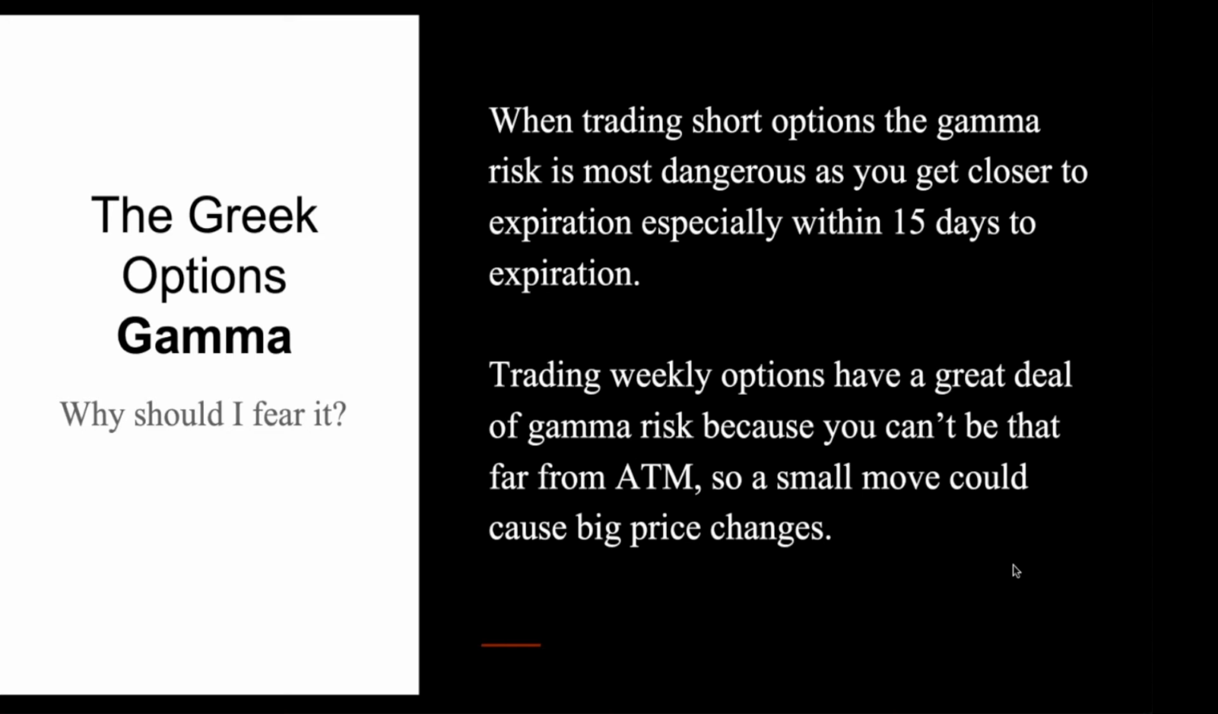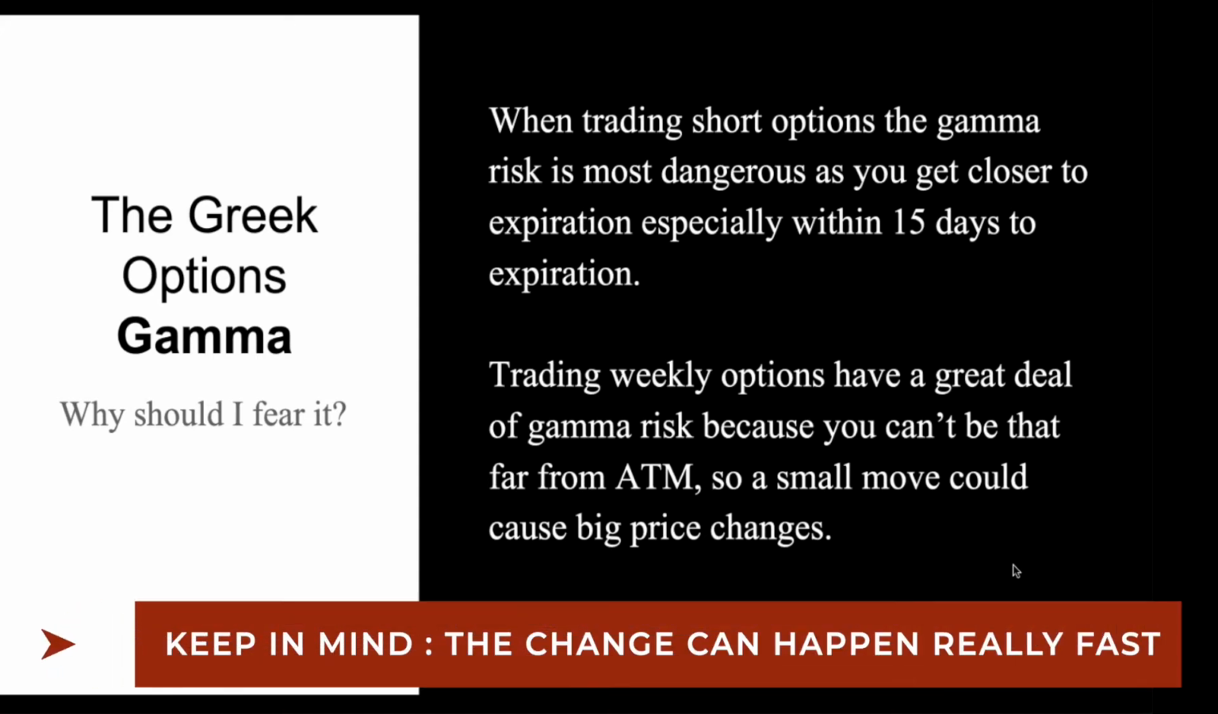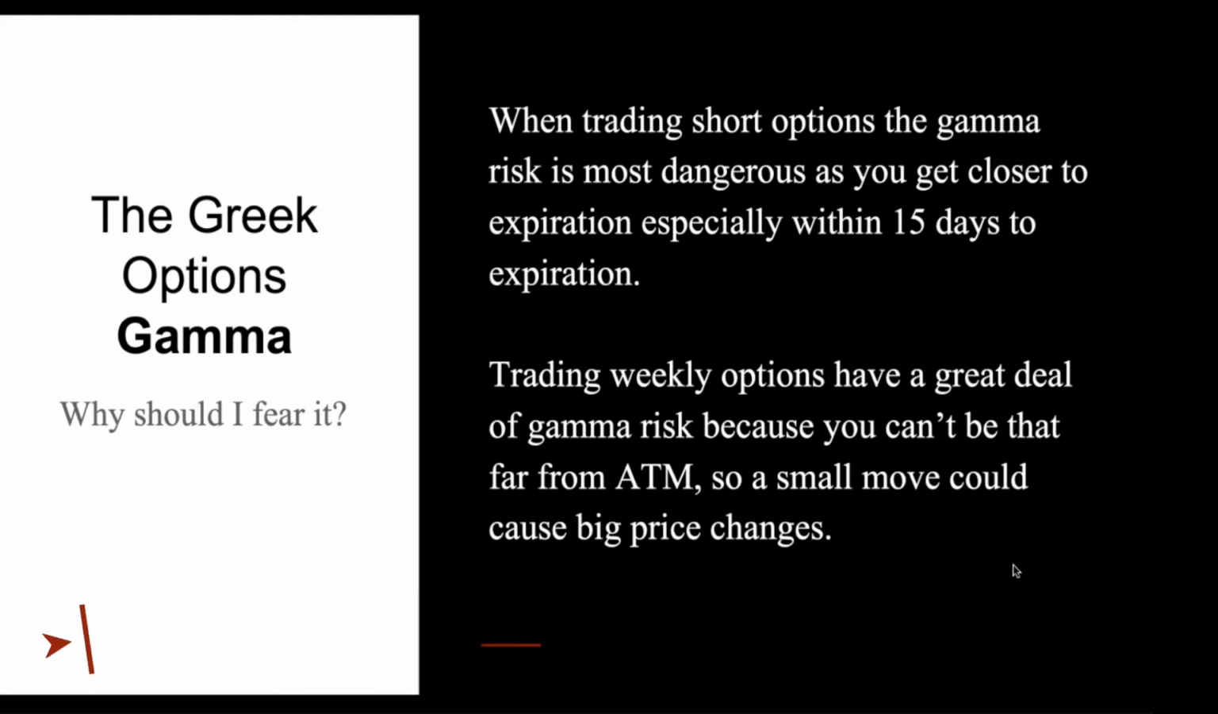Trading weekly options has a great deal of gamma risk because you can't be that far from at the money, percentage-wise. Your delta might say 10 or 15 or 20, and the probabilities are still correct based on those deltas, but the change can happen so fast because you can't be that far away from at the money when you're so close to expiration. There's not enough premium if you get too far away. It's not even worth trading. So a small move could cause big price changes, right? So you should fear that.